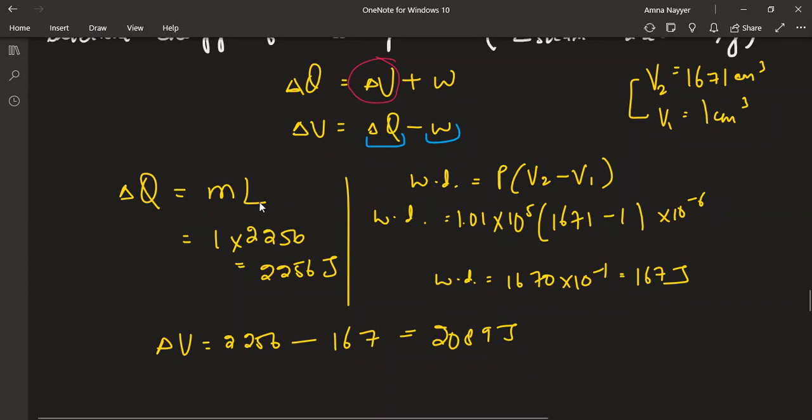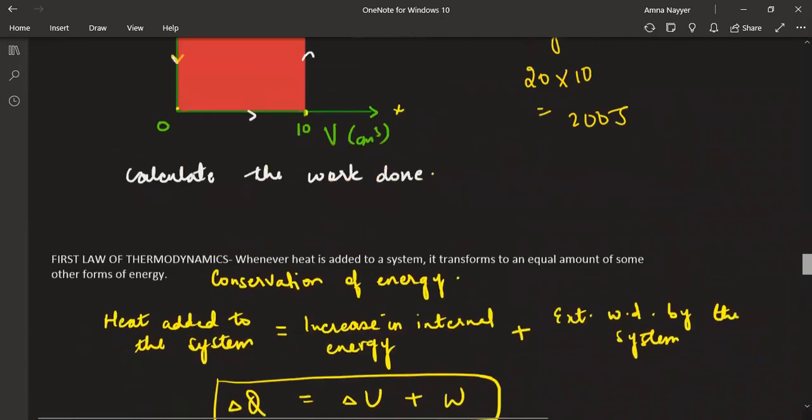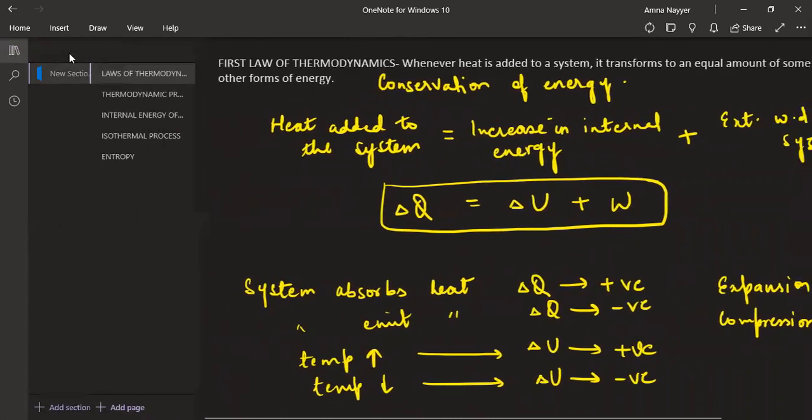Heat can be calculated using mL or mC delta T, whatever is given. Since here the state was changing, we used latent heat. Right? If the temperature had been changing, we would have used specific heat capacity. Then work done, I have told you, P delta V or integral of P dV, depending upon the question. So calculate them separately, take out their difference, that will give you the internal energy change. So, okay, note down both these parts, then we'll move on to the thermodynamic processes.